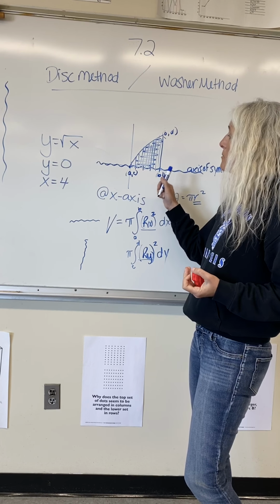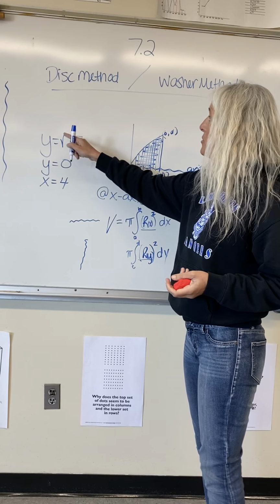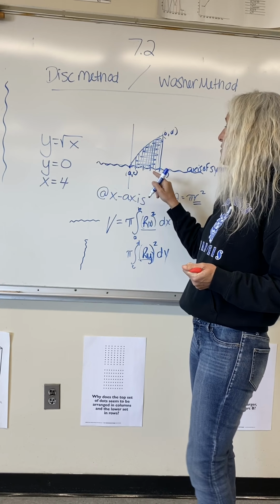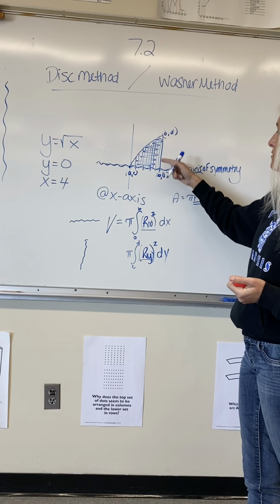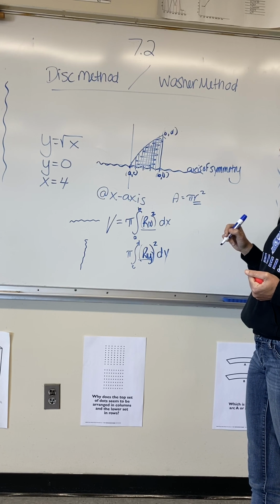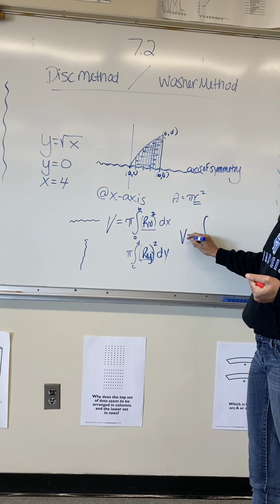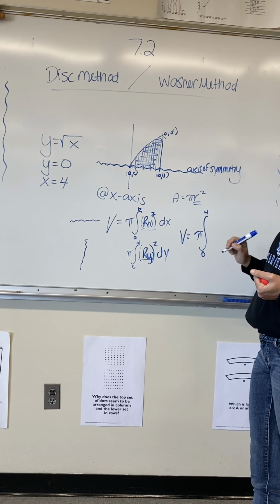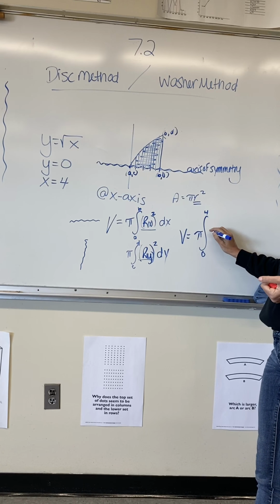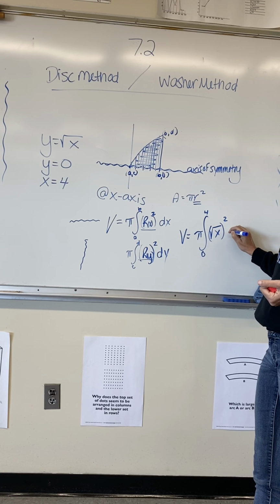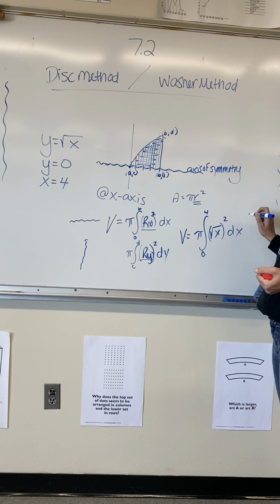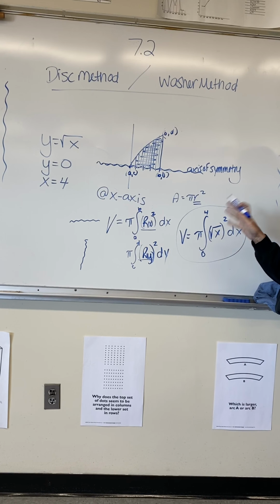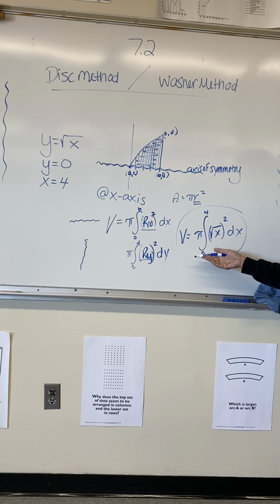So in this particular case, if I wanted to use this method to find the volume of this shaded region revolved around the x-axis, I'm going to go pi, antiderivative of my x values, so it would be 0 to 4 of my function written in terms of x, root x squared dx. Could we then go through, solve and simplify this? Yes. For our purposes right now, I'm just going to help you write these equations.